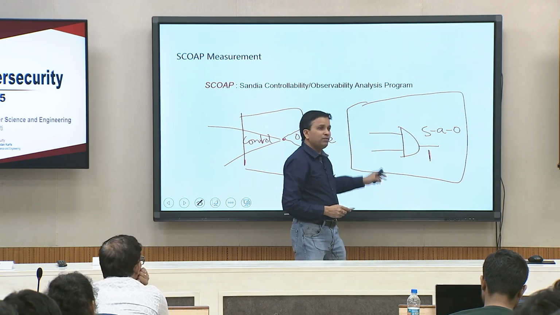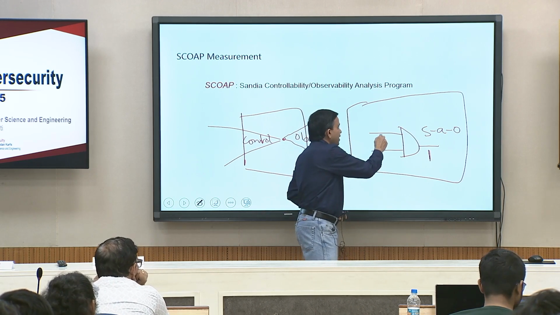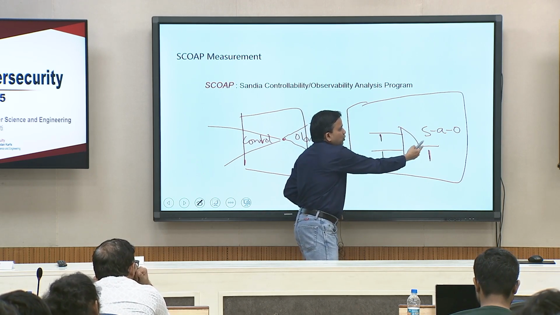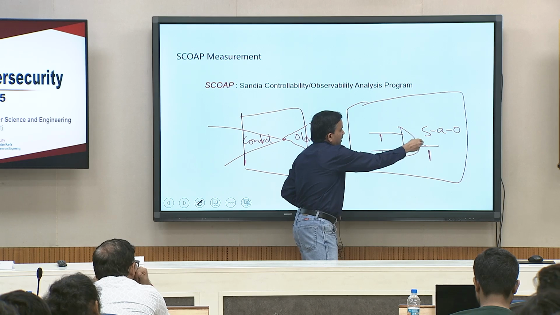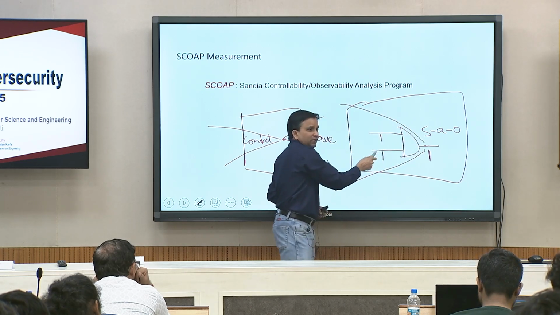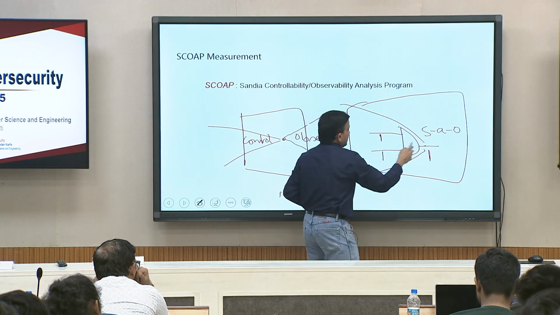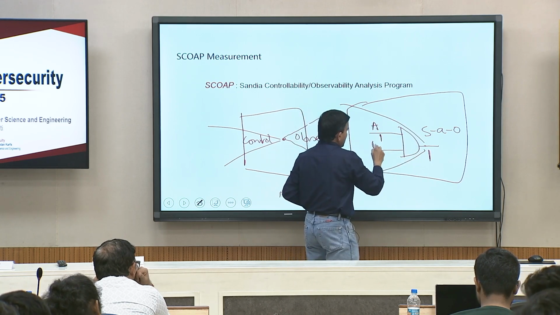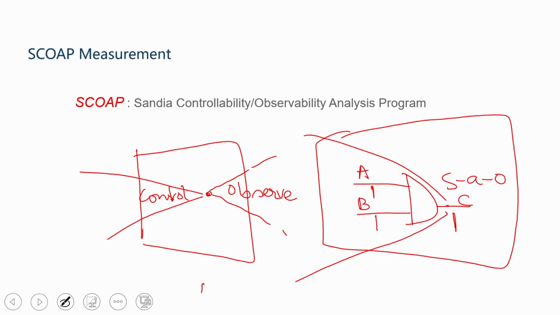To make it 1, what do I have to do? I have to somehow make this 1. So it is controllability of 1 here again. This is the cone of logic I am considering. Let us give it names A, B and C. Controllability of C can be achieved by controllability of A and B. The stuck at 0 test for C, the same test, will work for stuck at 0 of A and stuck at 0 of B. That is called test compaction.